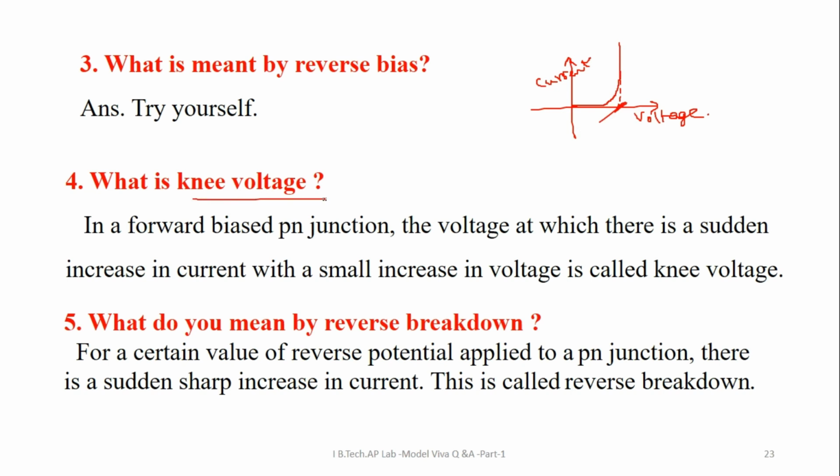That's what we call knee voltage. What do you mean by reverse breakdown? For certain values of reverse potential applied to a PN junction, there is a sudden sharp increase in current. It's also on the same line. It will suddenly increase current. So this is what we call reverse breakdown voltage.